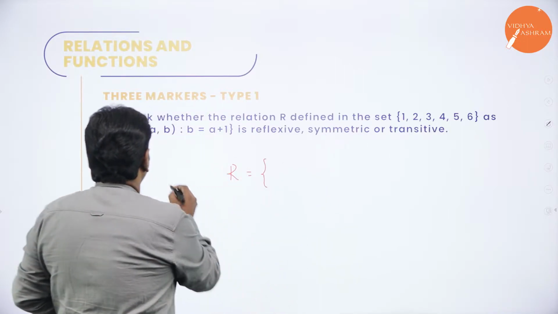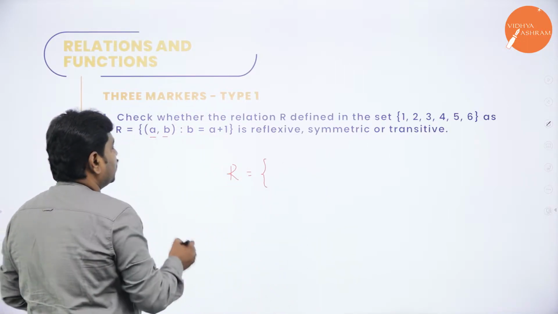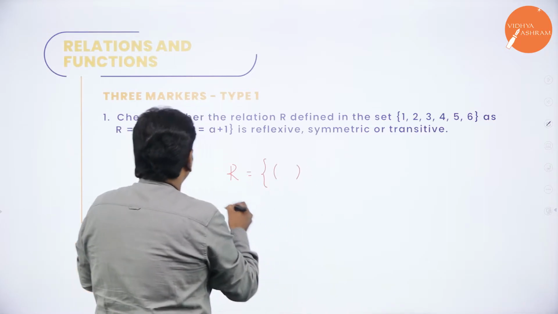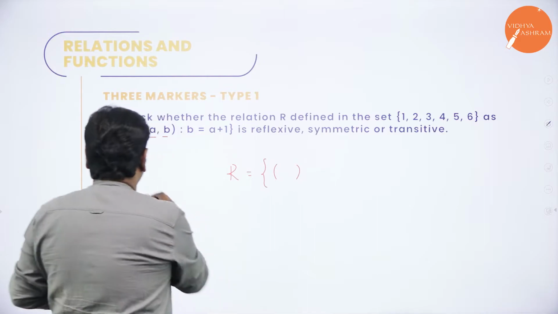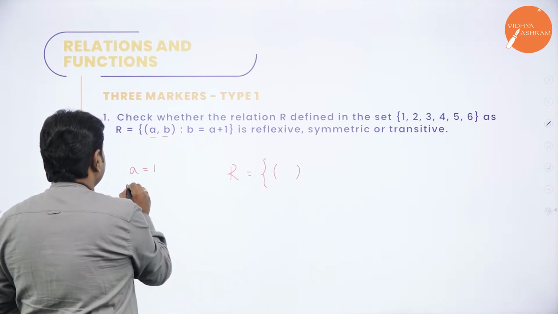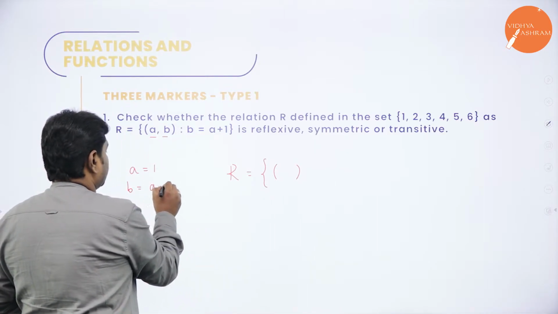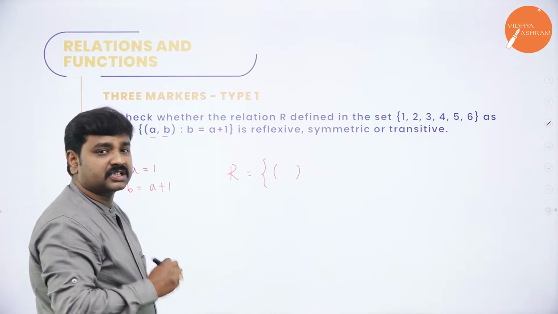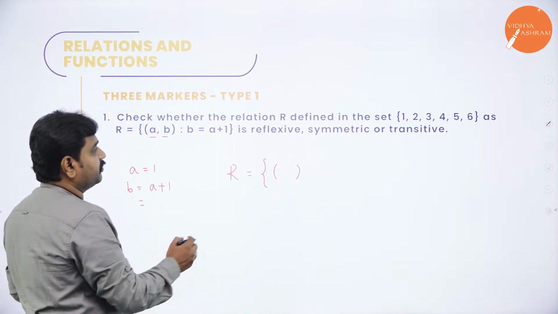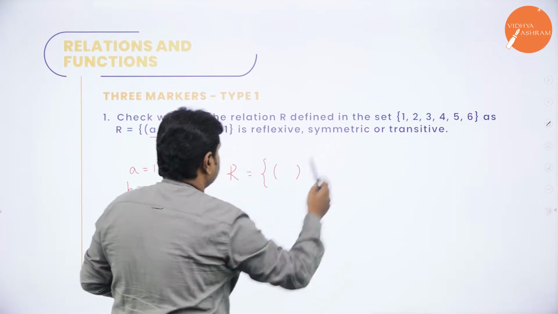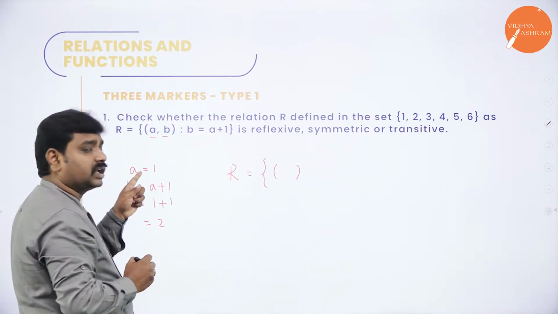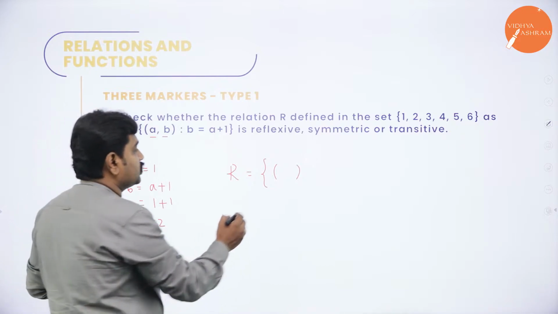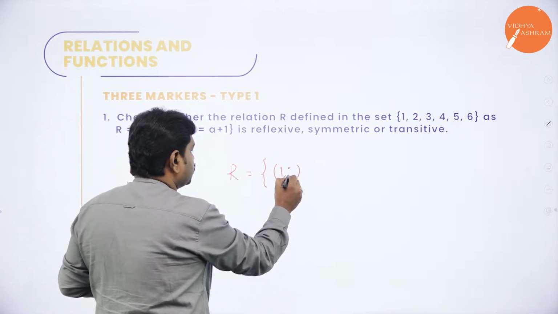So, in the ordered pair we have (a, b). So, in the relation I should write (a, b). So, the first element we say a. So, I will take a as 1. When I take a value as 1, what is b? b is a + 1. So, select a from the set. What is a? 1. What is 1 + 1? 2. So, now when I take a as 1, b value is 2. So, a is 1, b is 2.